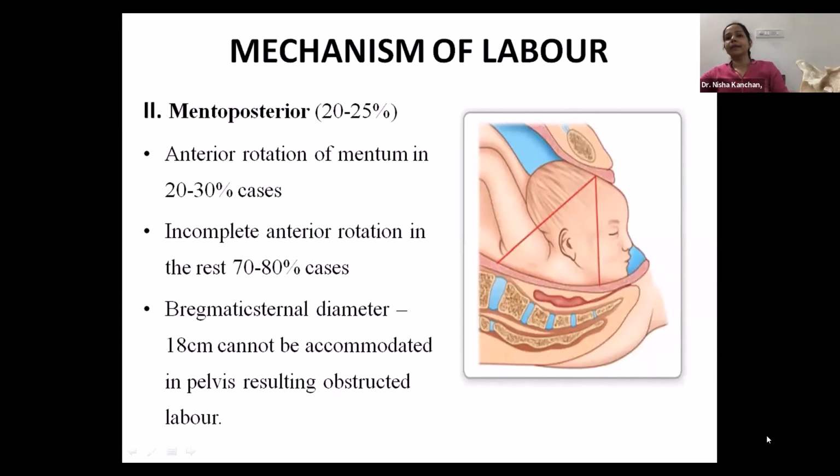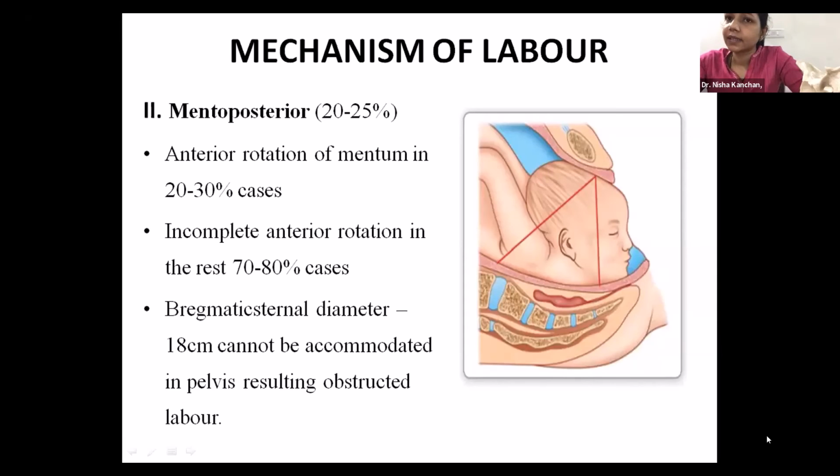Why mento-posterior is a problem is when the mentum rotates posteriorly, like here, where the mentum has not come towards the pubic symphysis. When this happens, the diameter which comes into play is the bregmaticosternal. From bregma to the sternum of the baby, that diameter tries to enter the pelvis. That diameter is 18 centimeters. There is no mechanism of labor for an 18 centimeter diameter to enter the pelvis. So in mento-posterior position, there is no mechanism of labor in posterior rotation.